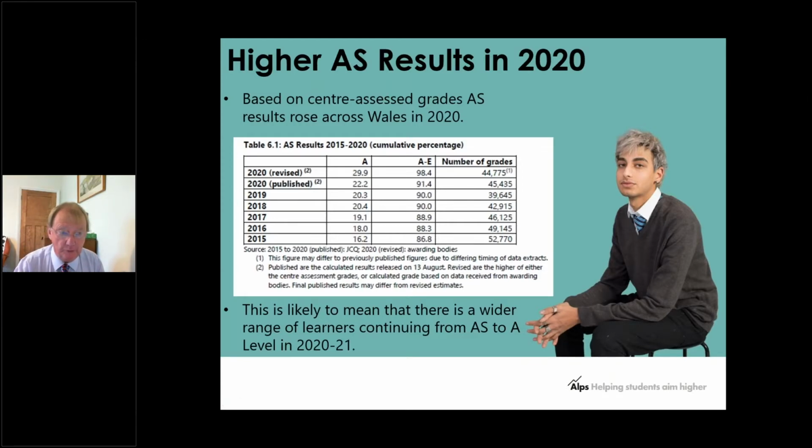I'm going to switch now, however, to AS results because they were impacted by the algorithm, and you can see that in the 2020 published line, which gives you a fair idea that actually if the algorithm had had its evil way, the results in 2020 would have been pretty similar to the results in 2019, up by a couple of percent, as was given to us a few weeks before results day, but nothing like the almost 10% rise in A grades compared to 2019 and the 8.4% rise in A to E grades compared to 2019.